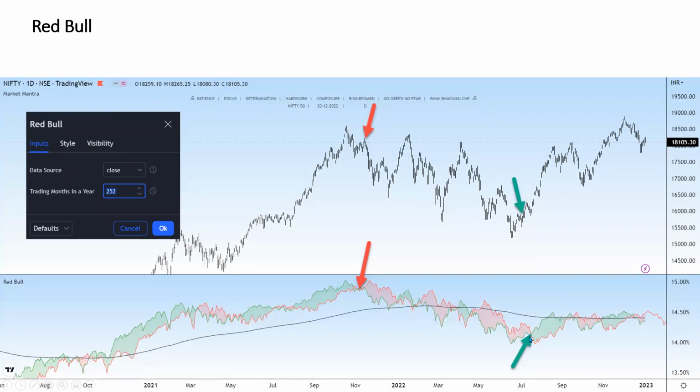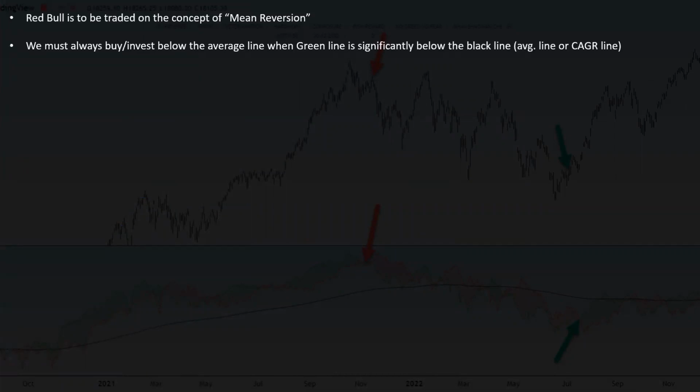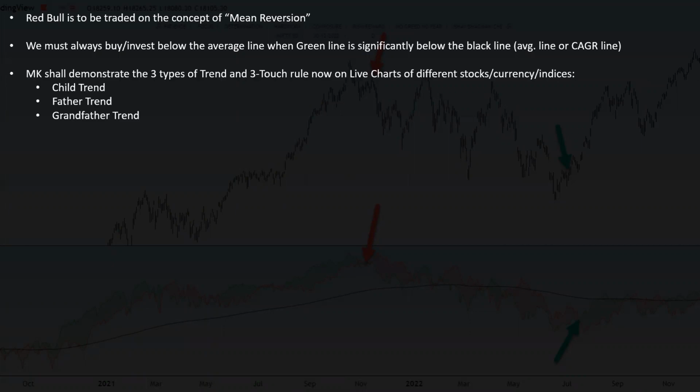But if we do it with a plain vanilla approach, there will be some lagging. उस लैगिंग को रिमूव करने का there is another method, which I will tell you in the next slide. Red Bull is to be traded on the concept of mean reversion. It'll give you a CAGR line plot. We must always buy or invest below the average line, when the green line is significantly below the black line, which is the average line or CAGR line.